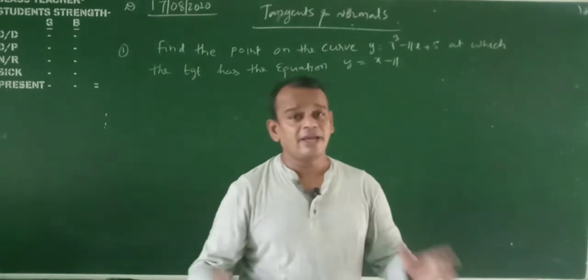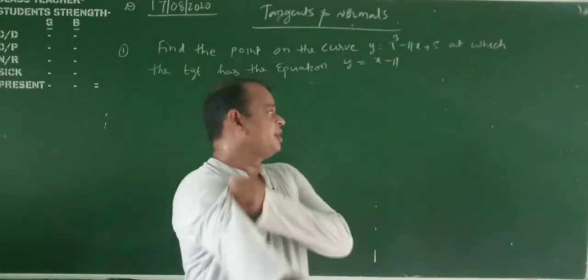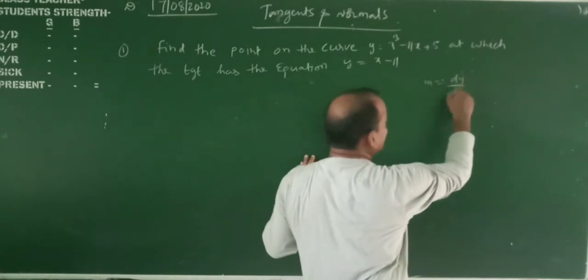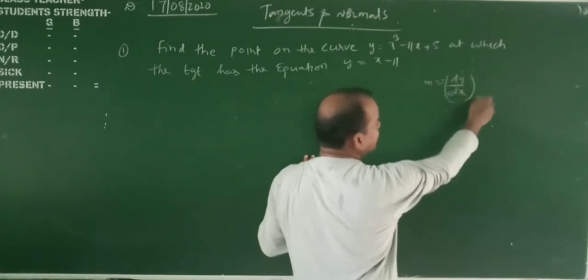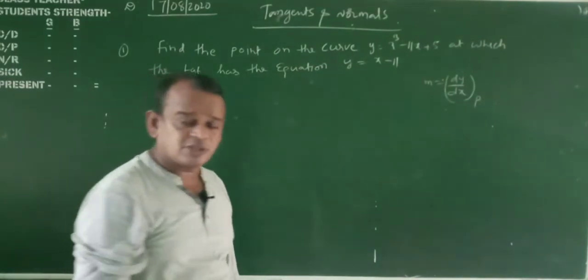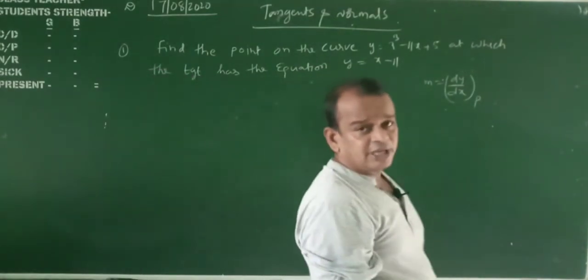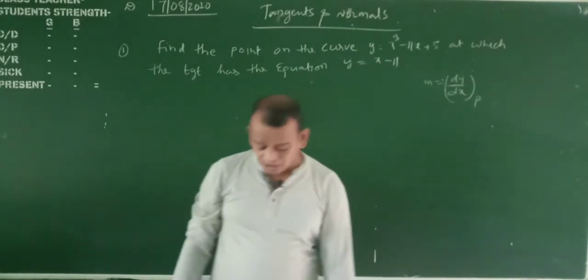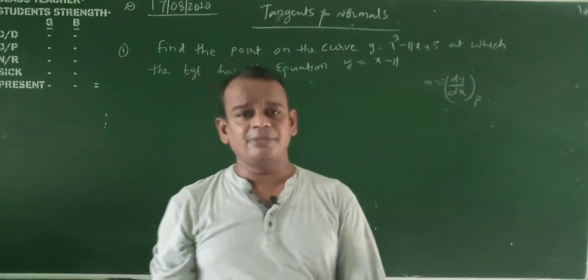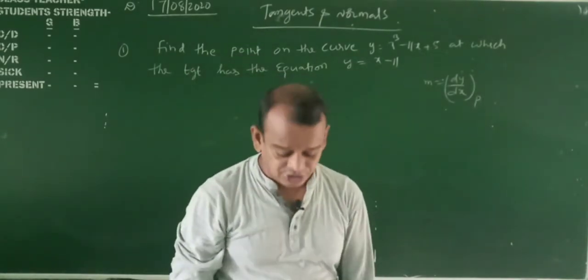I already explained that. How to find the slope? The slope at the point P is m, which is nothing but dy by dx at P. That is called the slope of the tangent. The slope of the normal is -1 by m. Now the slope of the x axis is 0, and the slope of the y axis is not defined, which means dx by dy is equal to 0.